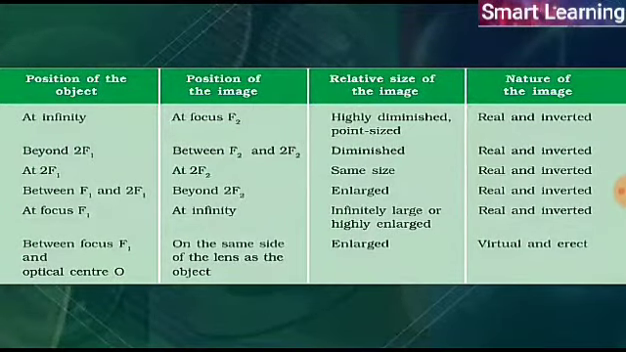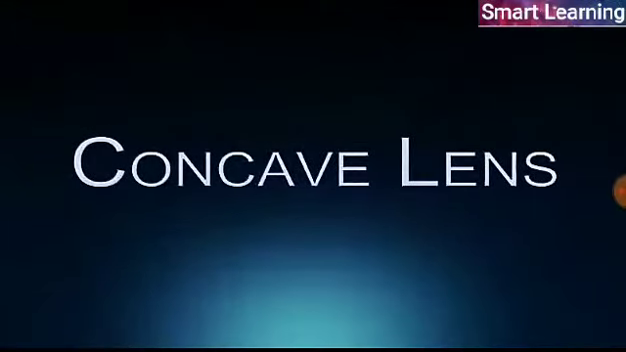This table gives a summary of nature, position, relative size of the image formed by a convex lens for various positions of the object. Students, this table is very important from the examination point of view, so your utmost attention is required. Now let us repeat the activity with the concave lens and observe the image formed.